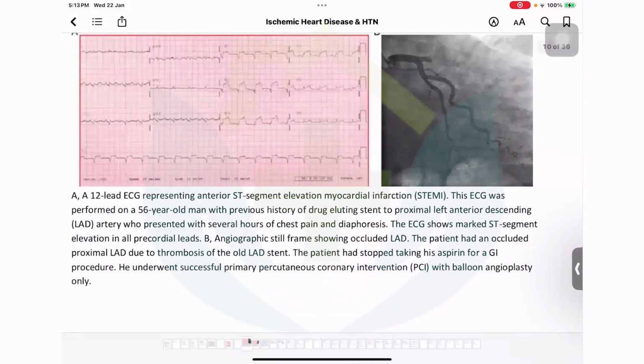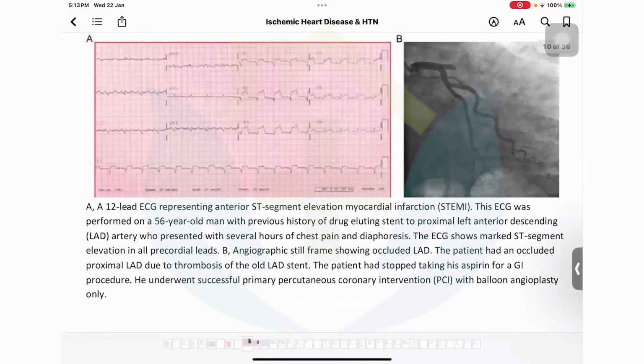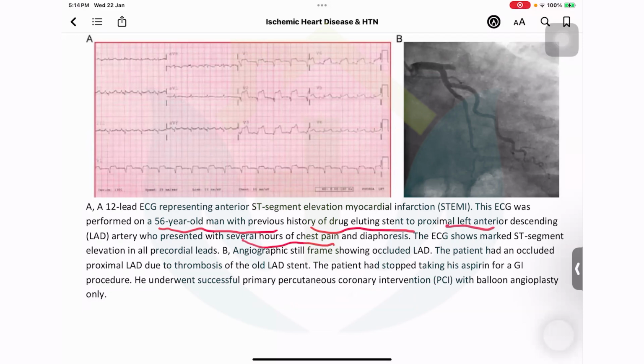All right. So this is a patient who came with ST elevation MI, anterior wall basically. This ECG was performed on a 56-year-old man with a previous history of drug-eluting stent to the proximal LAD, who presented with several hours of chest pain and diaphoresis. Can you appreciate lead 1, V1, V2, V3, some element of V4? So it is basically an anteroseptal STEMI.